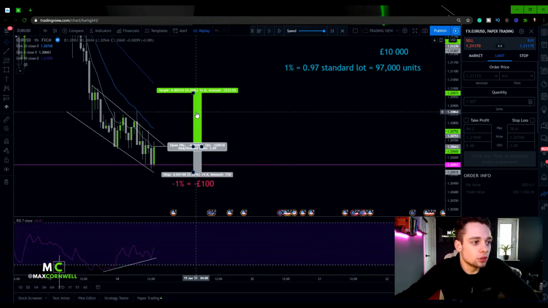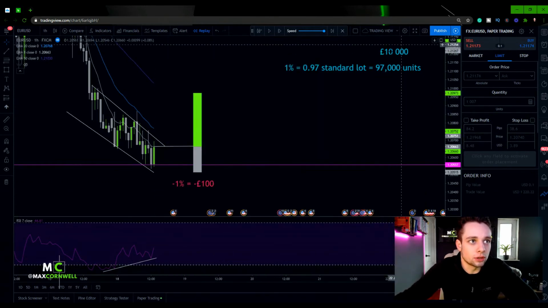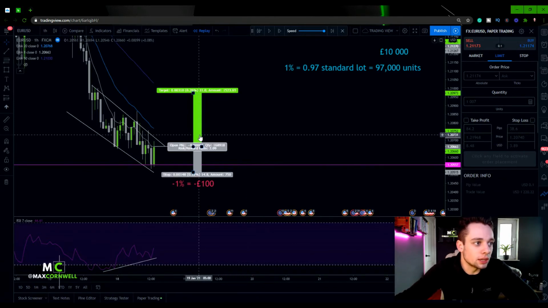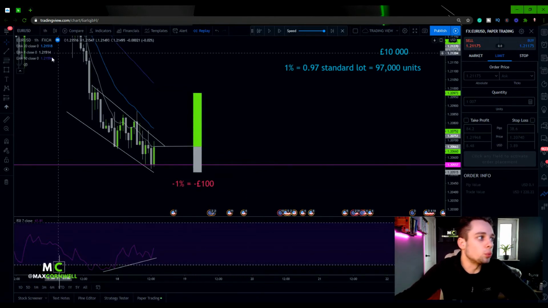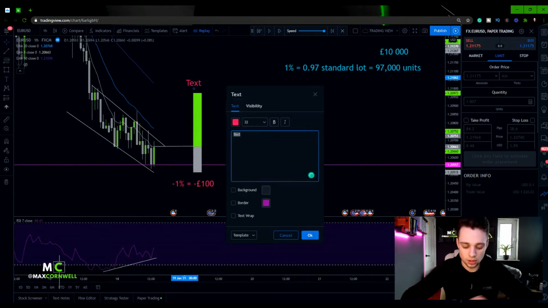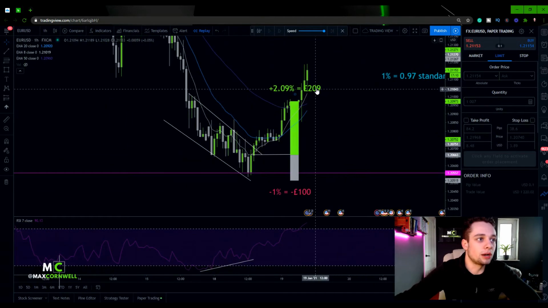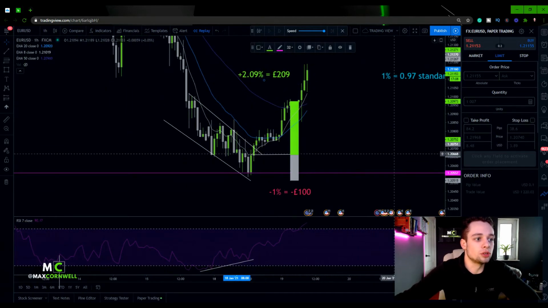So if we were to lose this trade, we'd lose £100 of our 10 grand account, and this trade is a 2.09 to 1. So if this trade rallies up and hits targets, we would have gained £209, right? And obviously that pushed up and hit targets, so we're out of the trade for £209.